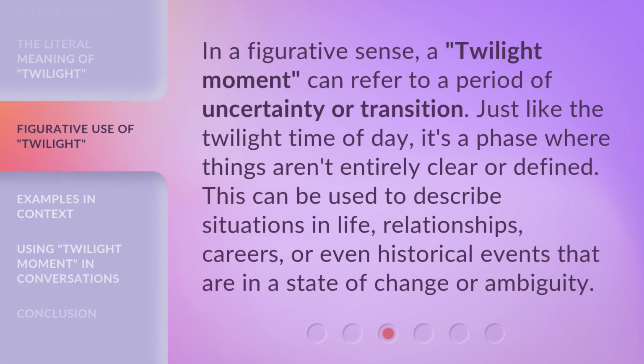In a figurative sense, a twilight moment can refer to a period of uncertainty or transition. Just like the twilight time of day, it's a phase where things aren't entirely clear or defined. This can be used to describe situations in life, relationships, careers, or even historical events that are in a state of change or ambiguity.